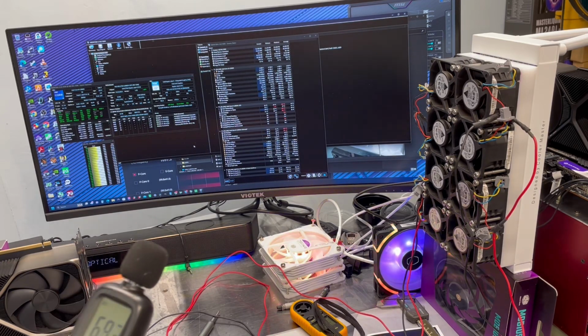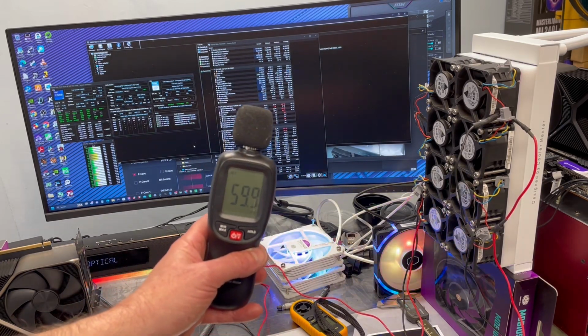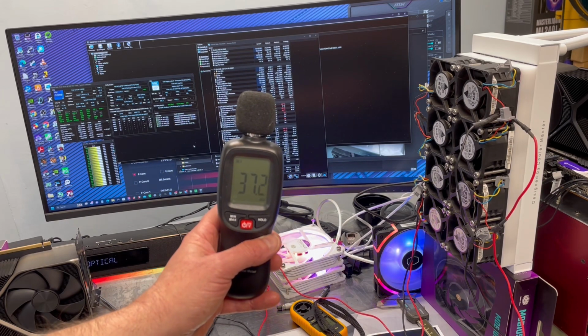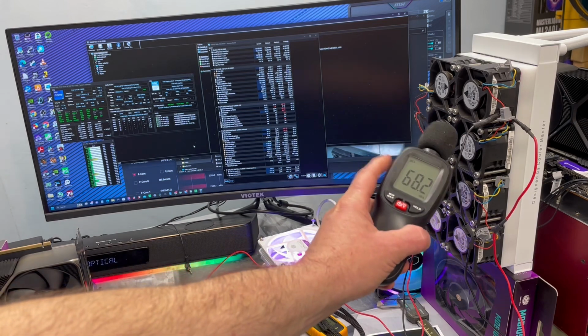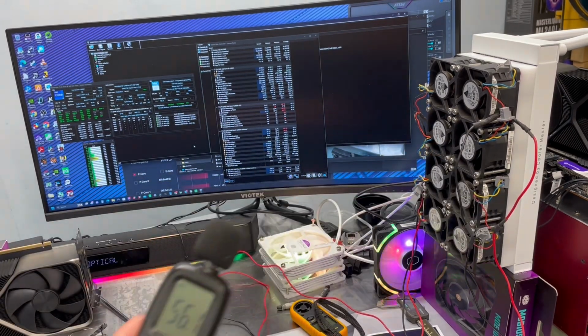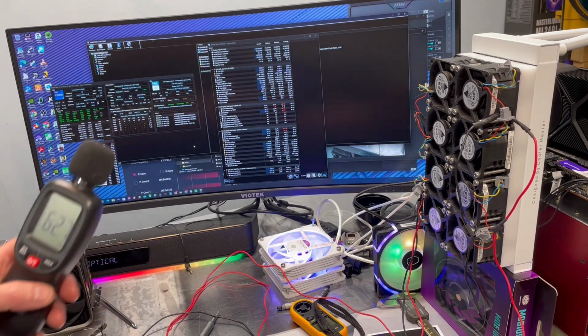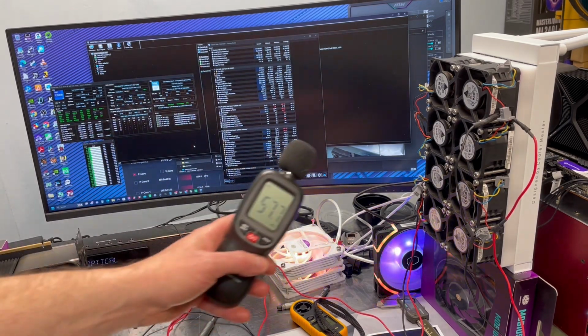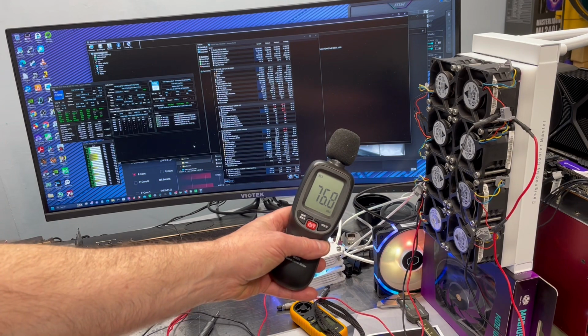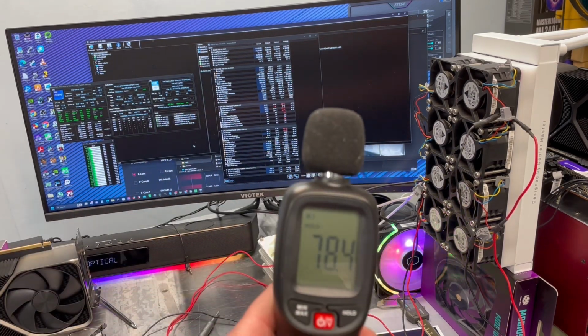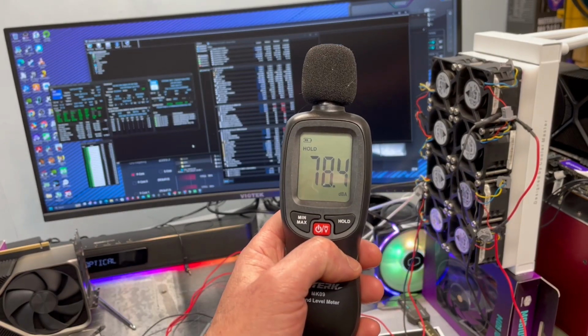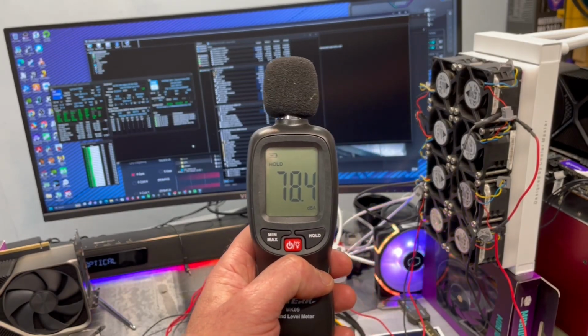And I'm a little curious as to what the decibels are. So ambient is around 37, and I'll move the decibel meter here about 3 feet away from the fans. We'll see what they show up as. So let's go ahead and turn them on. I'm about 3 feet away. All right, it's a little over 78 decibels at 3 feet away.